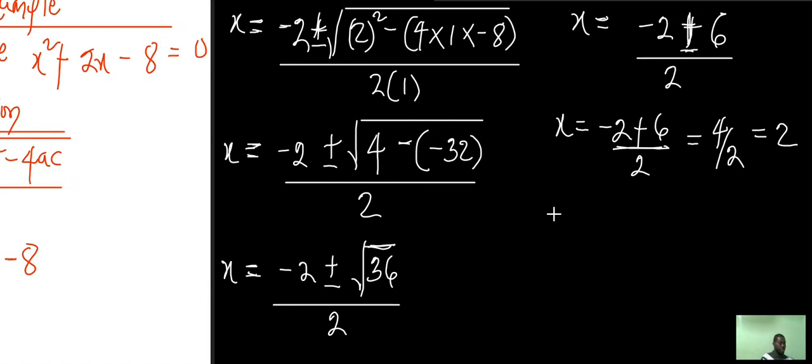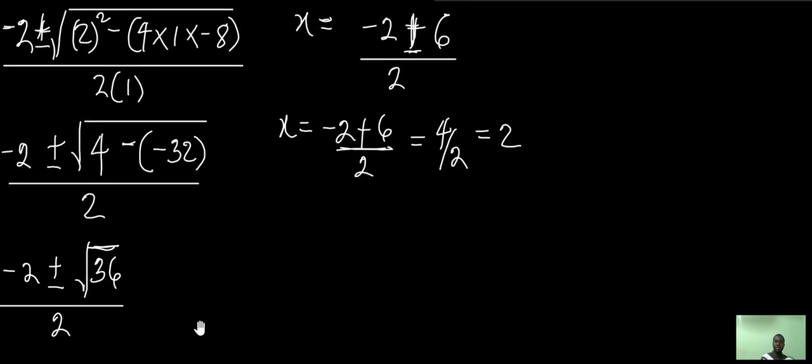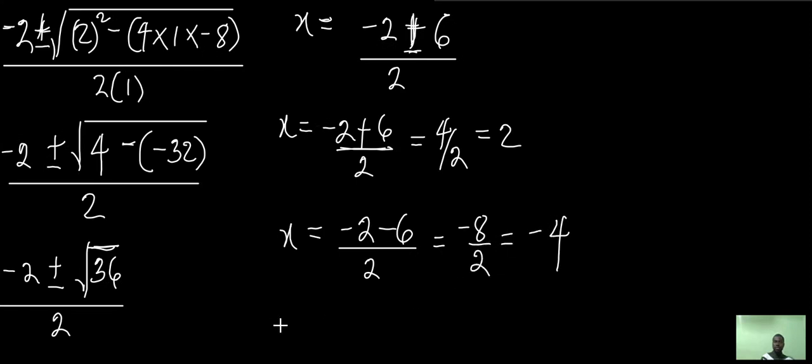The first answer for x is 2. We'll still operate at the middle here. Let's take the negative sign this time around. We have x equals negative 2, negative 6, divided by 2. That's negative 8 divided by 2, and that's negative 4. So x equals 2 or negative 4. So obviously we said the quadratic equation is expected to have two answers, and those two answers are called the roots of the quadratic equation, 2 and negative 4.